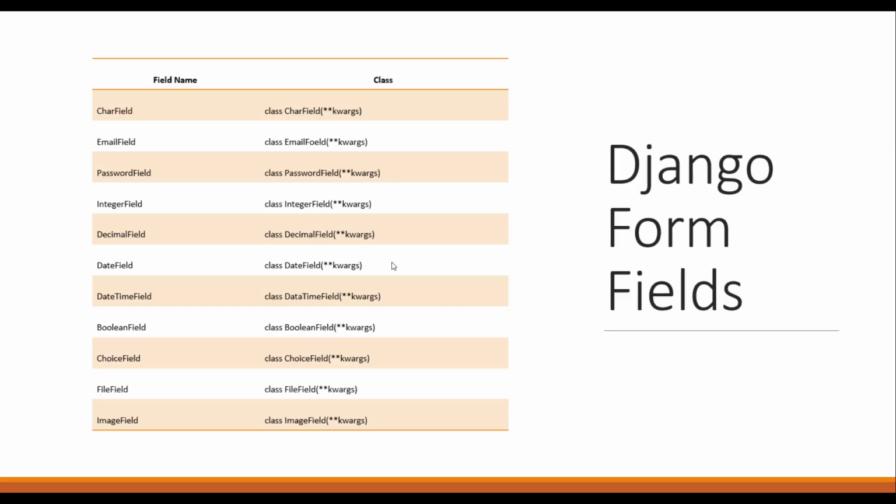Then we have a DecimalField, which takes a number in decimal form, and the class for it is DecimalField, and it also behaves in HTML as a number input. Then we have a DateField, which takes only the date, and in HTML it generates a date input. Then we have a DateTimeField, and in HTML it generates a datetime input. With DateTimeField we have the option to set both date and time.